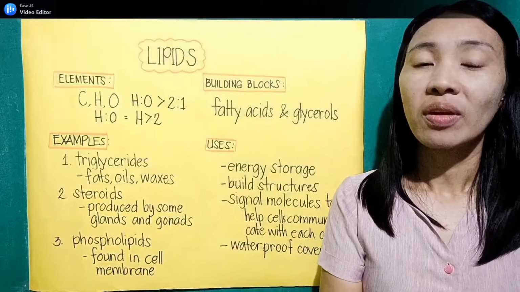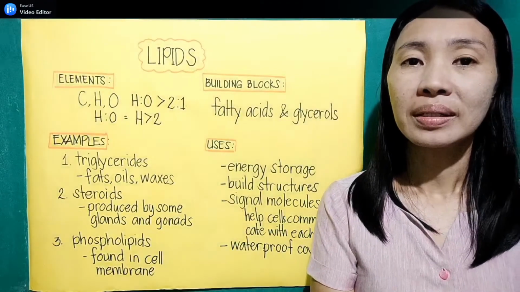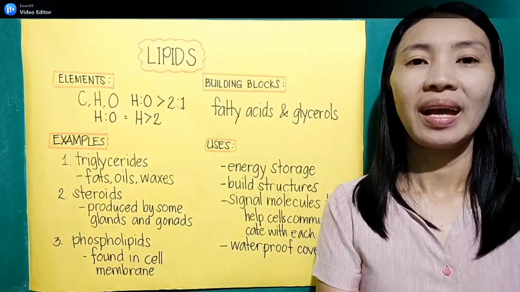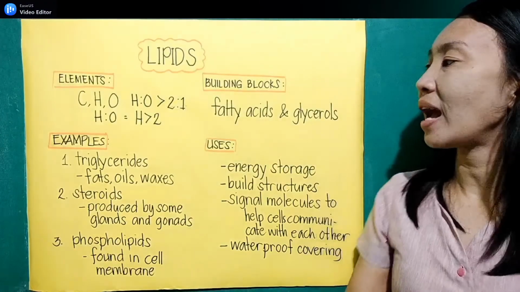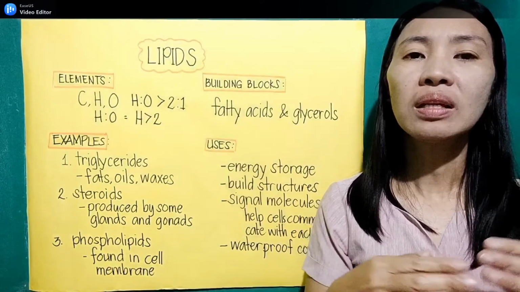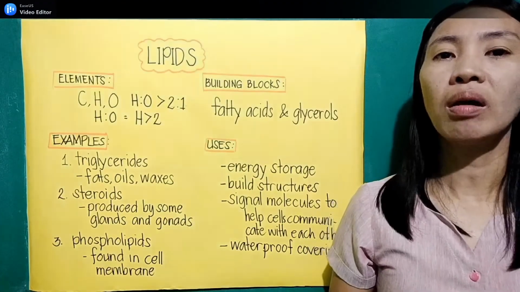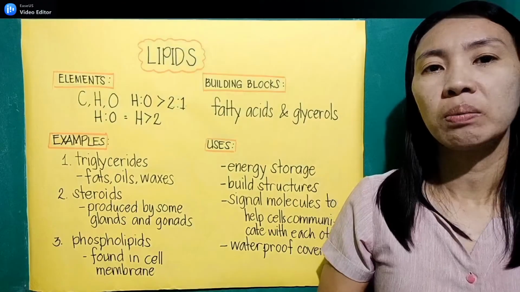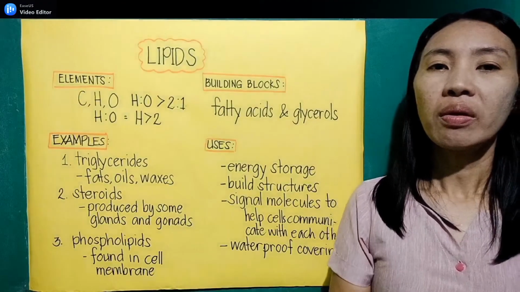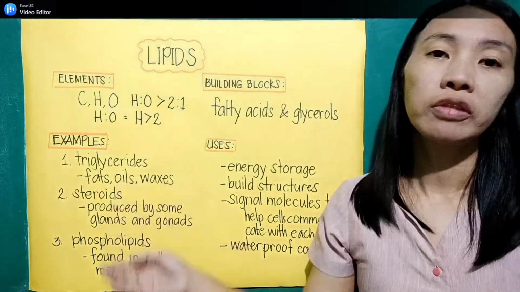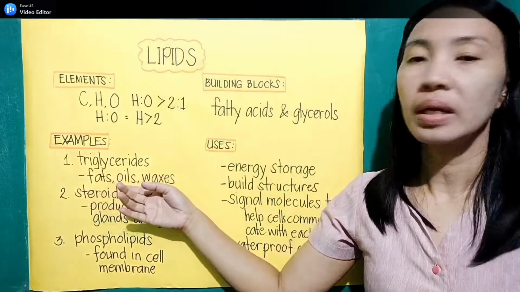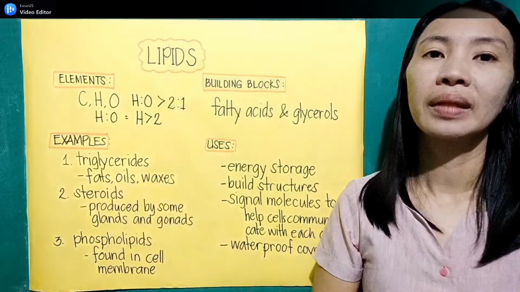One of the reasons for that is we use lipids as energy source, stored energy. And lipids have building blocks of fatty acids and glycerols. Those fatty acids are just really long chains of carbon and hydrogen molecules, and every time we break those bonds, we release some energy. There are three main examples or types of lipids. Triglycerides that include fats, oils, and waxes.